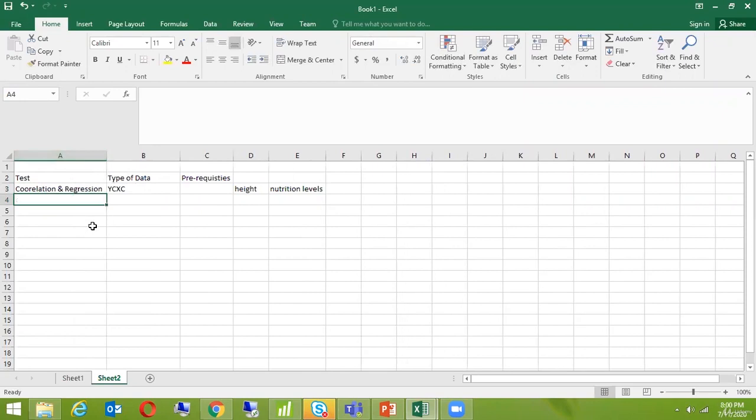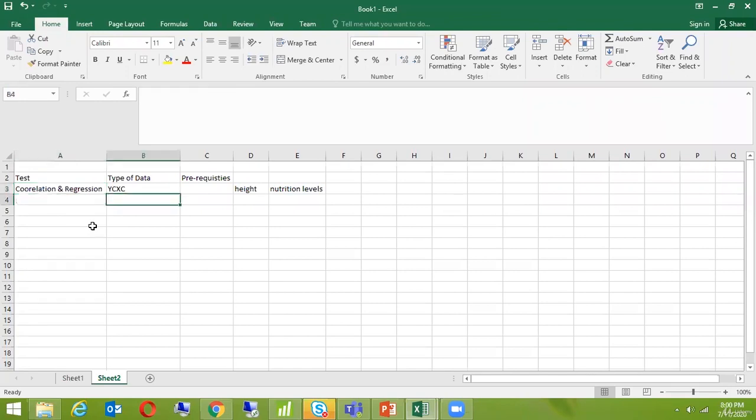Correlation and regression is a test that I'll be doing when my Y is continuous and your X is continuous. For this, there is no other prerequisite. It's only Y continuous, X continuous. It doesn't matter whether your data is normally distributed or not. If you have any combination like this, you will do correlation and regression. Correlation is a different test and regression is a different test. Both give different inferences, and we need to do both in that scenario.